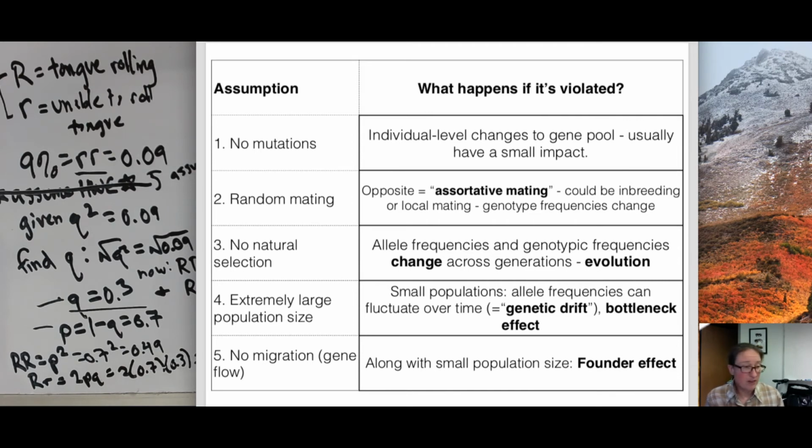So third assumption, what if there is natural selection? That's going to result in change in allele frequencies and genotype frequencies across generations. And so that is the process of evolution taking place.